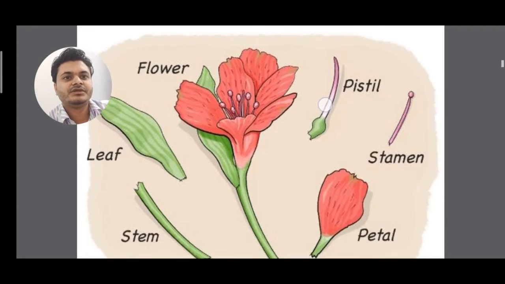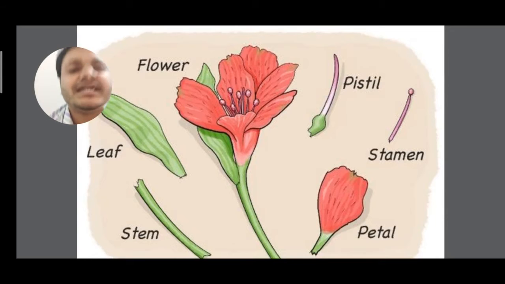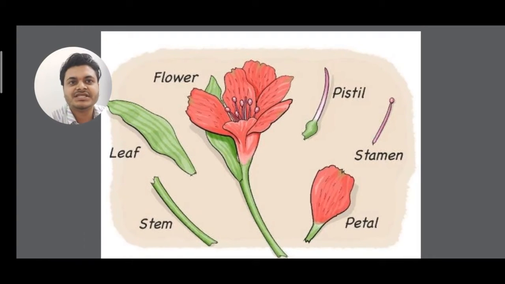Next, you can see the parts that I have discussed just now. You can see all the parts I have kept separately so that it is easier for you to understand. See, flower, leaves are given, stem is given, pistil is given, stamen is there, petals are there. No confusion, no doubts should be there. It's a very interesting topic, and it's very easy. Clear? And it's very scoring also.